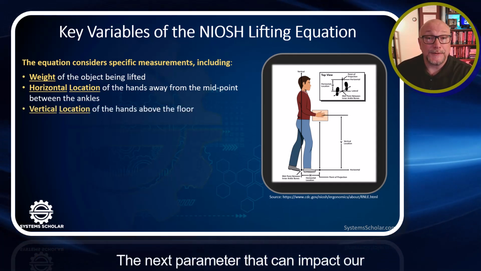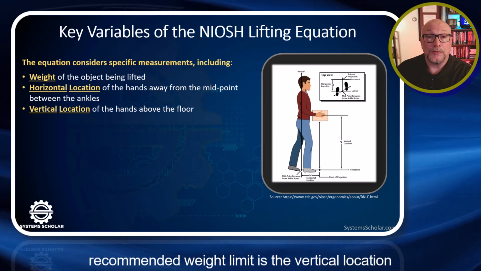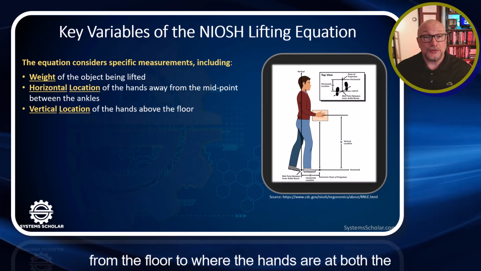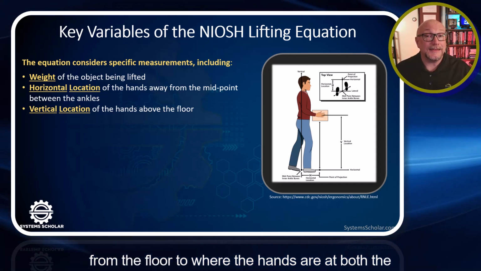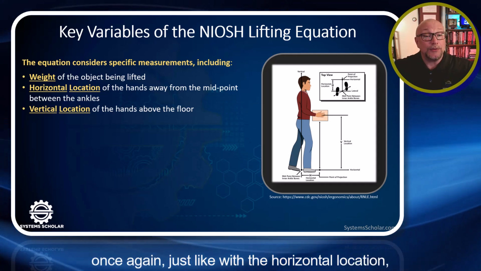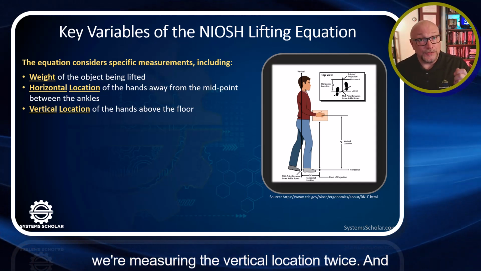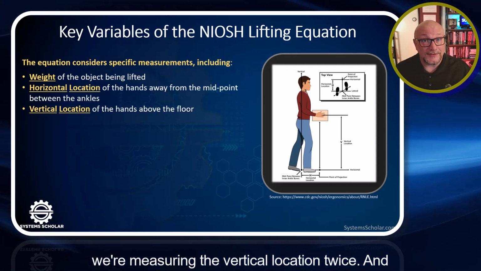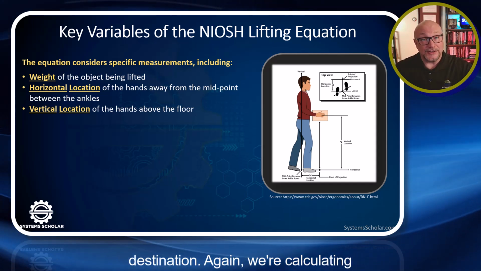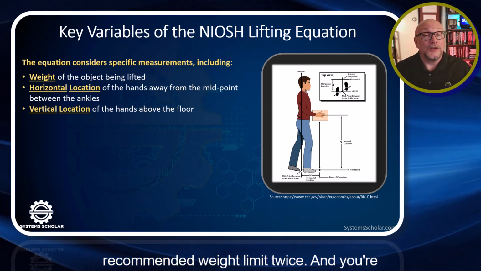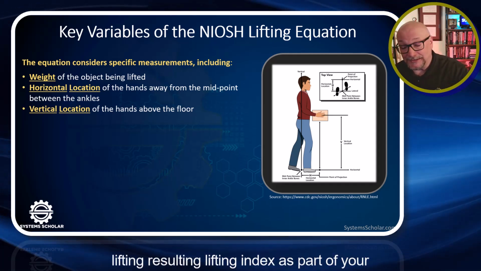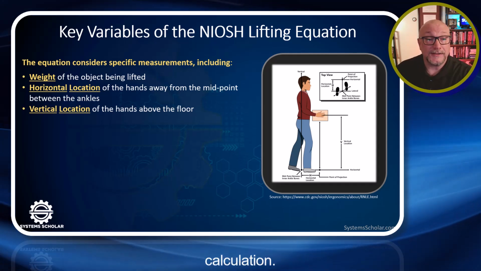The next parameter that can impact our recommended weight limit is the vertical location of the hands above the floor. So that's measured from the floor to where the hands are at both the origin of the lift and the destination of the lift. So once again, just like with the horizontal location, we're measuring the vertical location twice. And those are also going to factor into the recommended weight limits at the origin and destination of the lift. Again, you're calculating recommended weight limit twice, and you're actually going to end up with two lifting indexes as well. And you're going to take the highest resulting lifting index as part of your calculation.